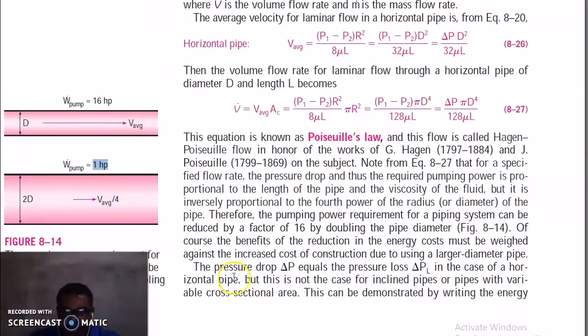The pressure drop del P is equal to the pressure loss del PL in the case of horizontal pipes, but this is not the case for inclined pipes or pipes with varying cross section.